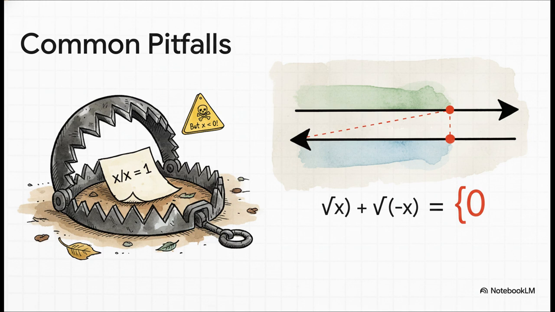And second, don't forget the intersection rule. If you try to add the square root of x and the square root of negative x, you'll find that the only number that works for both is plain old 0.